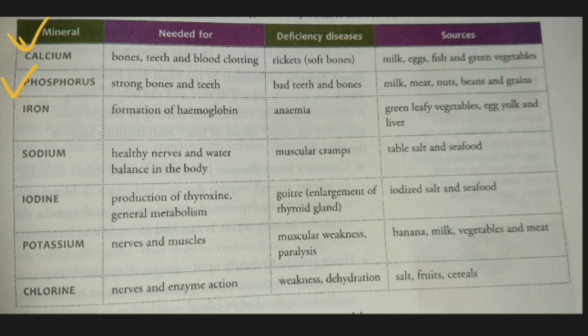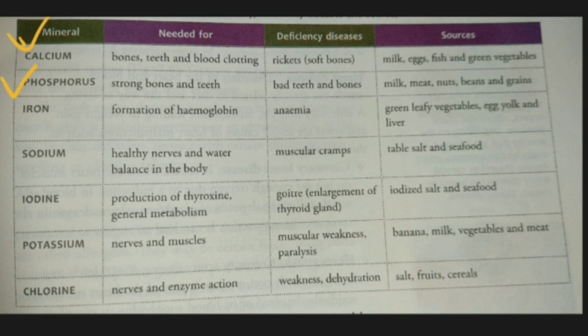The second one is phosphorus. It is needed for strong bones and teeth. And the deficiency disease caused due to the deficiency of phosphorus is bad teeth and bones as well. And the sources are milk, meat, nuts, beans and grains.